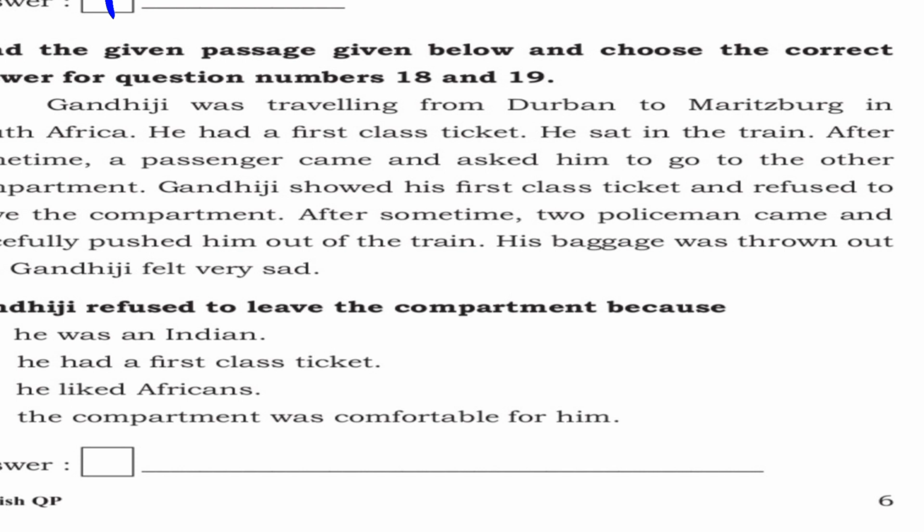After some time, a passenger came and asked him to go to the other compartment. Gandhiji showed his first-class ticket and refused to leave the compartment. After some time, two policemen came and forcefully pushed him out of the train. His baggage was thrown out too. Gandhiji felt very sad.